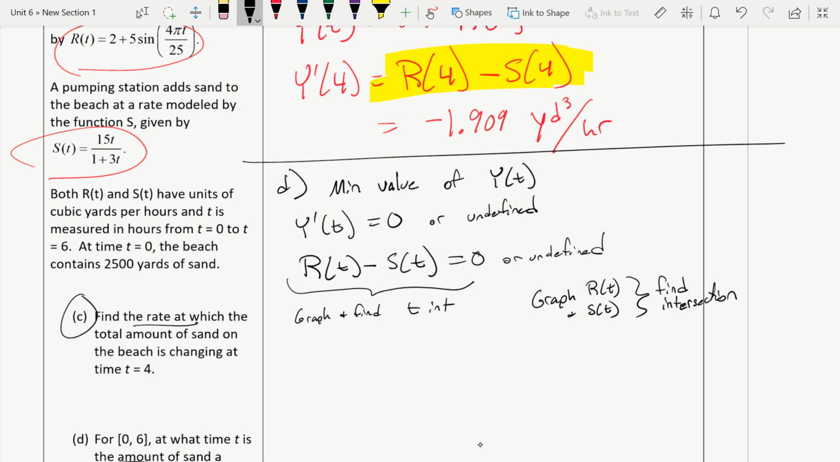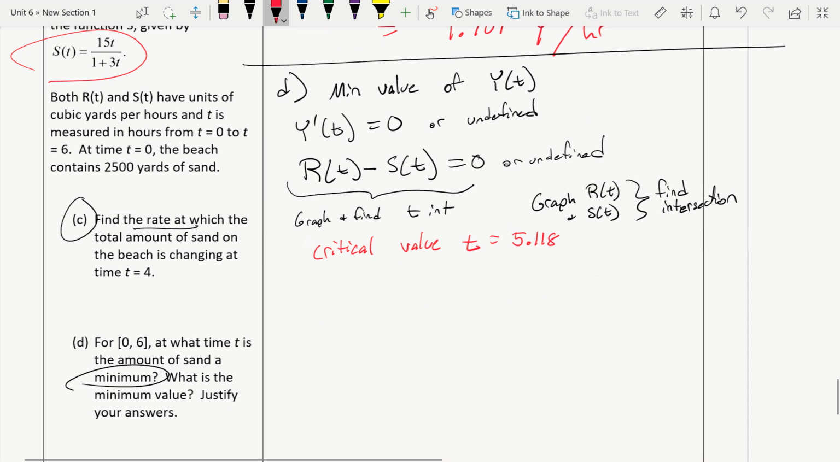And that'll get you the critical value, the time at which the derivative is 0 is 5.118 hours. So again, your favorite method to do that, it doesn't matter. But don't forget, extreme values can also happen at endpoints.